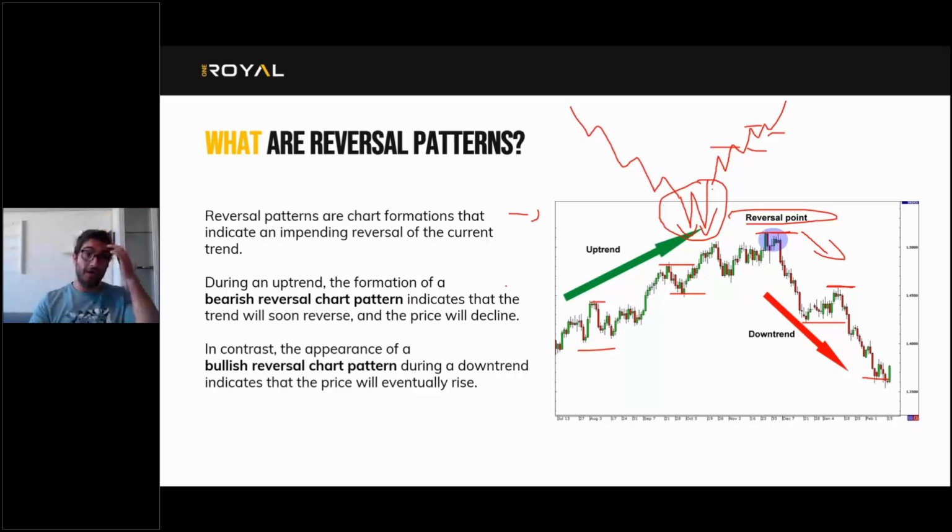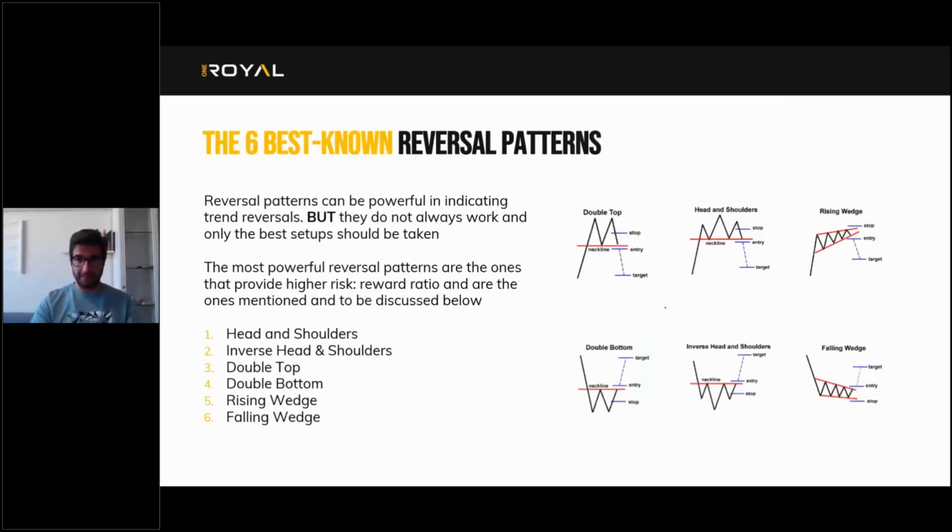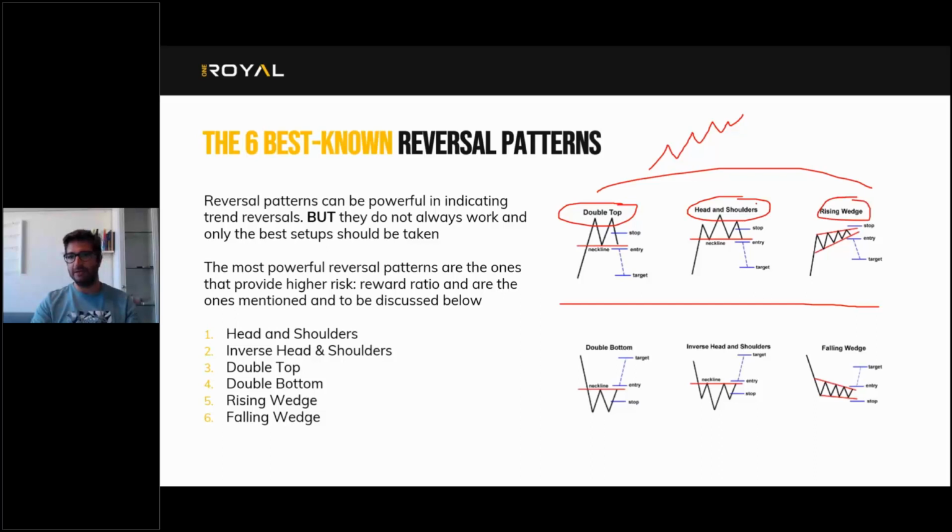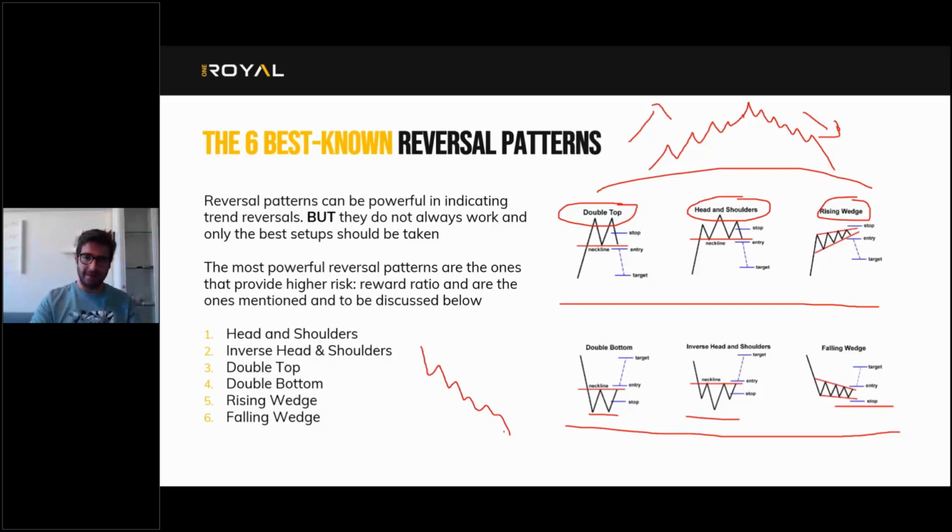Next, what are the six best known reversal patterns? We have those six patterns here to the right. The first three usually appear in an uptrend. So if you are in an uptrend and you encounter one of these patterns, this is an indication that there will be a shift in direction from an uptrend to a downtrend. Similarly, but in the opposite direction, if you are in a downtrend and you encounter one of these patterns, let's say a double bottom, this indicates that there will be a move to the upside.